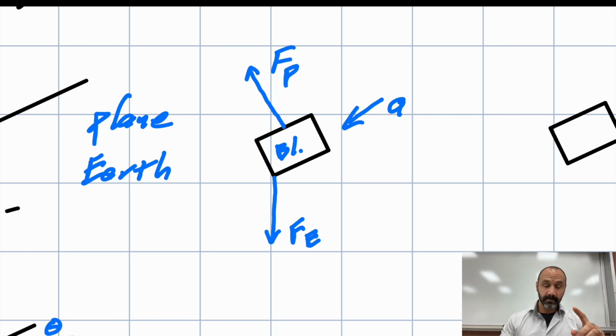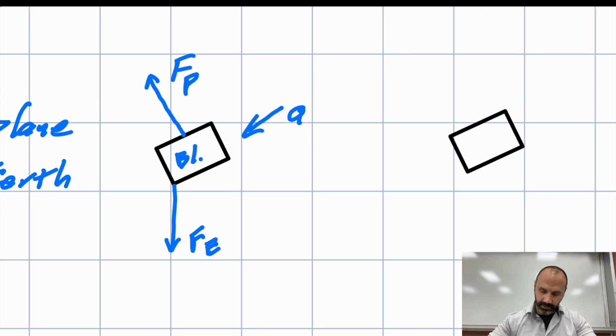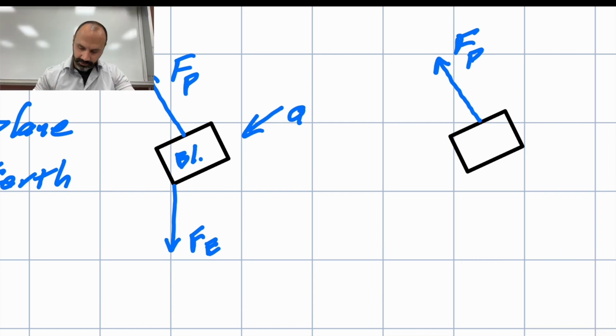So what I have to do next is to redraw the force diagram, but I'm going to split up any forces that are not perpendicular or parallel to the acceleration. I'm going to find the components of them that are perpendicular and parallel to the acceleration. So the force of the plane is already good. That is already perpendicular to the direction of the acceleration. There's nothing I have to do with that. But with the force of the earth, this is the original force of the earth. Right. This I have to break up into its components.